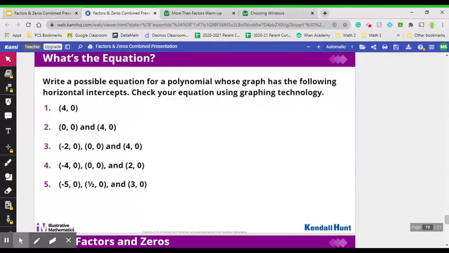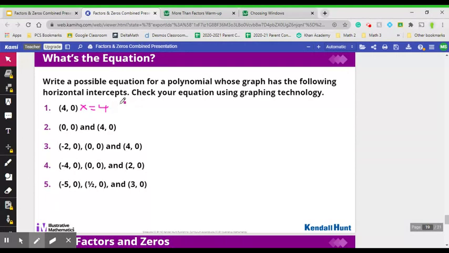For what's the equation here, this is very important and something that will be asked about on a final exam for sure. So some of these examples are easy. For each of them, we're going to take our x-intercept and turn that into a 0, and then turn our 0 into a factor, and that will build out our whole equation. We're going to be looking at just the factored form here. So our x-intercept is 4, 0. So that is when x is equal to 4.